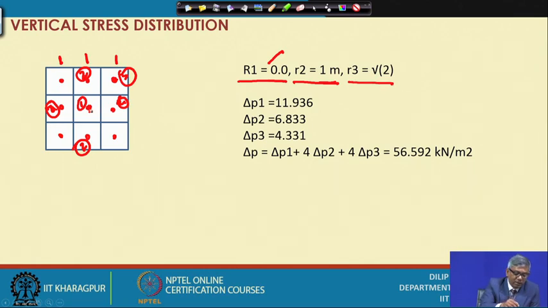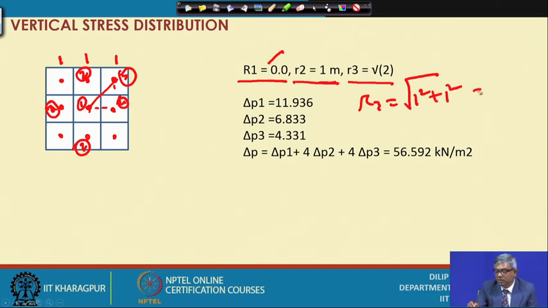R3 will be this distance and this distance, under root of that. So, this distance becomes 1 meter, and again this distance is 1 meter. So, ultimately this distance R3 will become under root 1 square plus 1 square, so ultimately under root 2. That is what is shown. So, 3 different R's are shown: R1, R2, R3. R1 is 0, R2 is 1 meter, R3 is root 2.